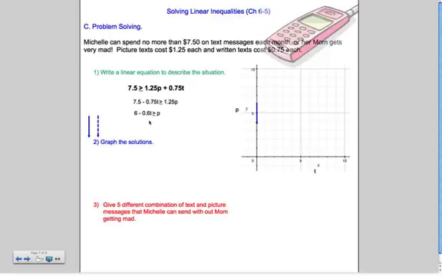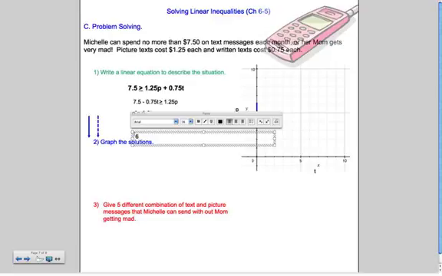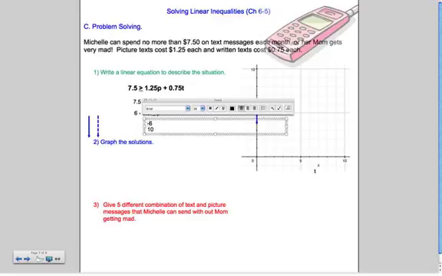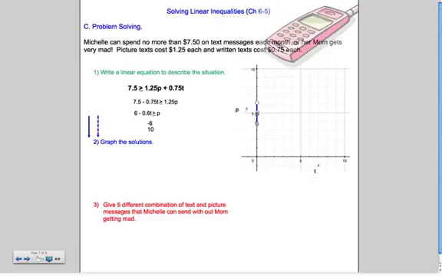And 0.6 is really just the same thing as 6 over 10, right? 6 divided by 10 is 0.6. So rise negative 6, run 10. So starting at 6 up here, rise negative 6, 1, 2, 3, 4, 5, 6, run 10. So there's our line. Sweet. Now, we want to graph the solutions.